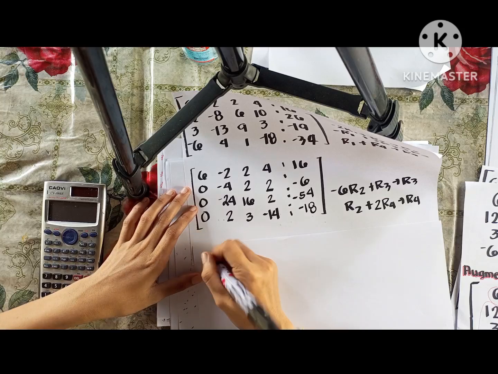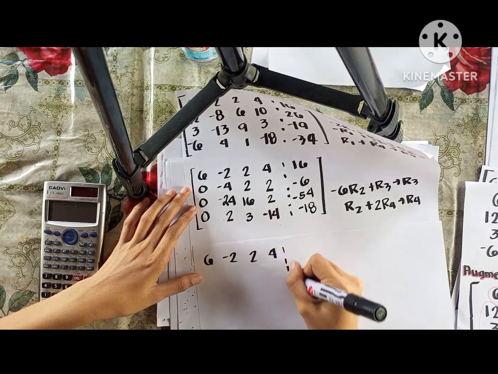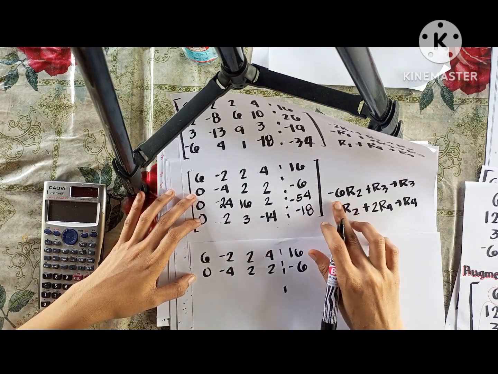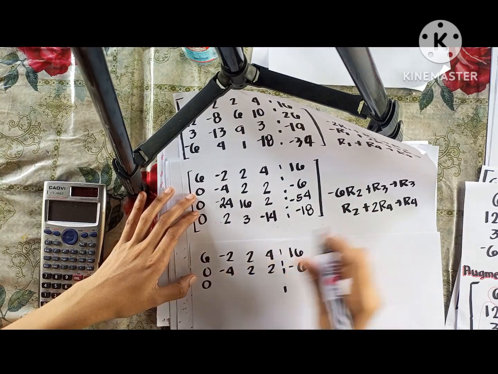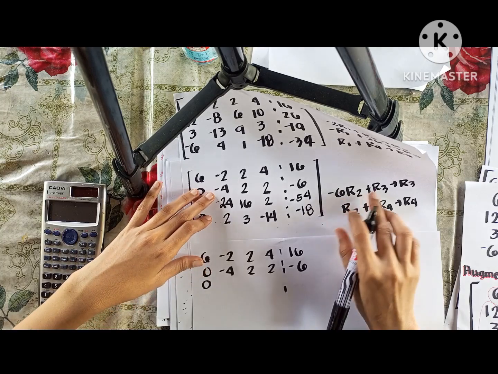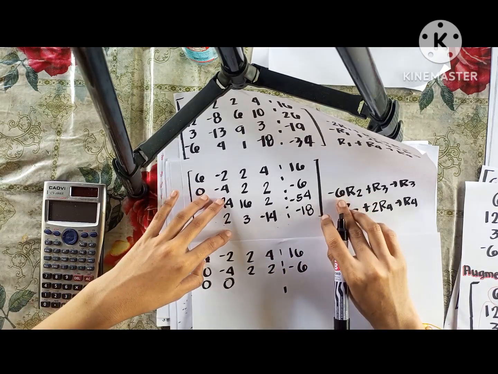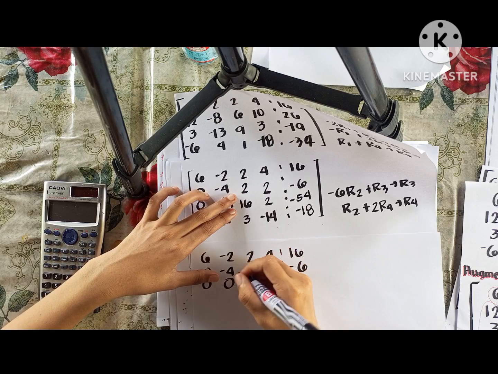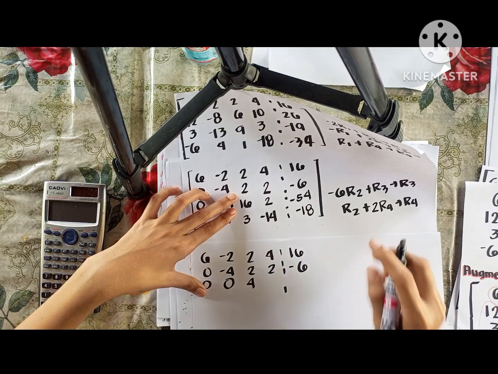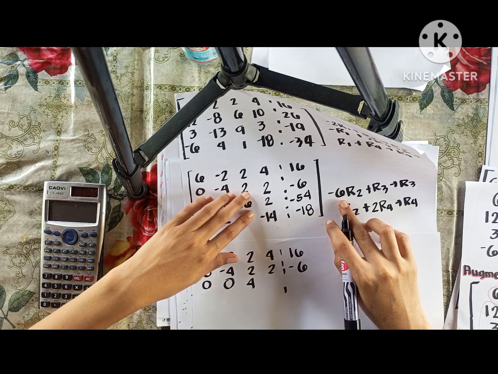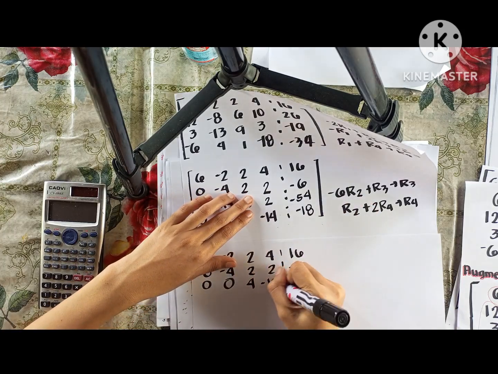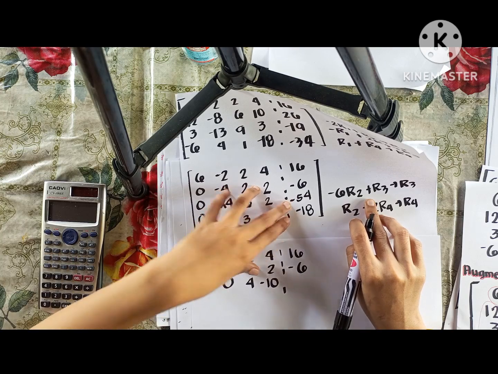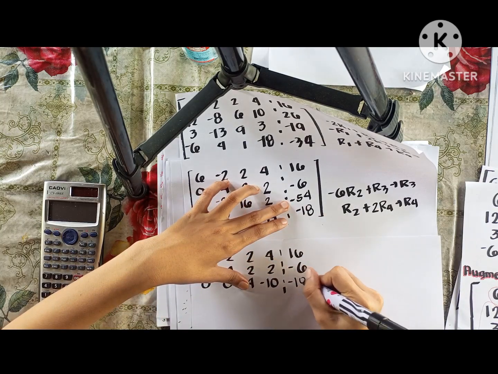From that, we're going to copy the first and second row. So we have here 6, negative 2, 2, 4, 16, and 0, negative 4, 2, 2, and negative 6. Now, negative 6 R2 plus R3. Negative 6 times 0 is 0 plus 0, that would be 0. Negative 6 times negative 4 is positive 24 plus negative 24, so that would be 0. Next, negative 6 times 2, that would be negative 12 plus 16, so that would be 4. Next, negative 6 times 2, that would be negative 12 plus 2, so that would be negative 10. And negative 6 times negative 6, that would be positive 36 plus our row 3, that is negative 54, so we have here negative 18.